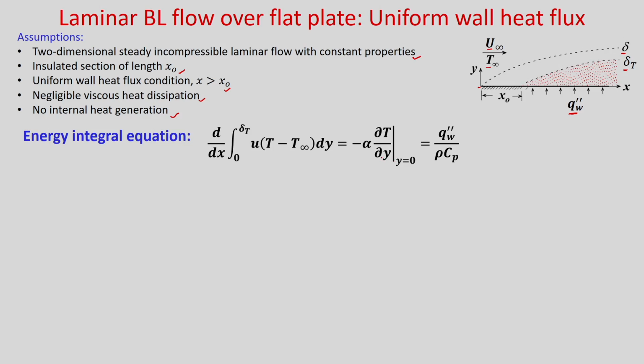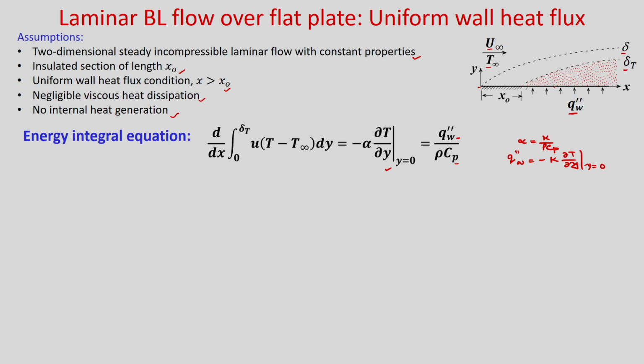So, you can see this is the energy integral equation we have already derived. This right hand side, minus alpha del T by del y at y equal to 0, we can write as q double prime w by rho Cp, because alpha is k by rho Cp and q double prime w is minus k del T by del y at y equal to 0. Hence, this right hand side can be written as q double prime w by rho Cp. You know that in this particular case q double prime w is constant, and rho and Cp are properties that are also constant. So, the right hand side is a constant term.